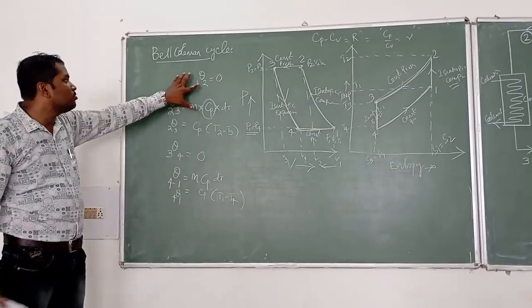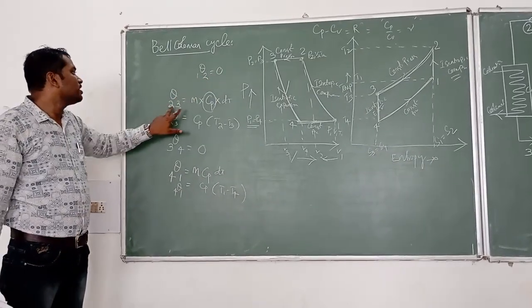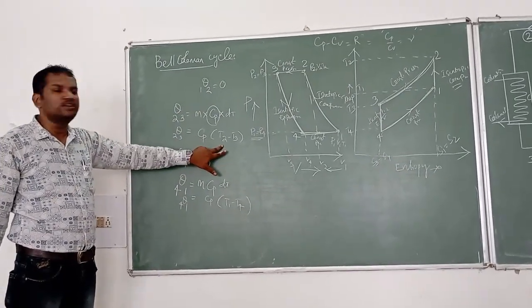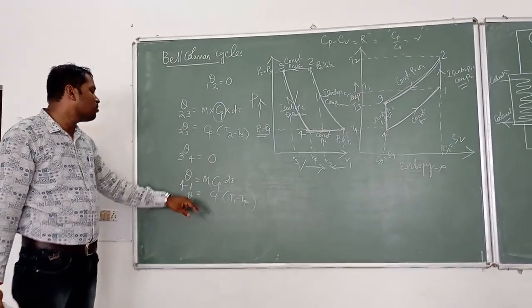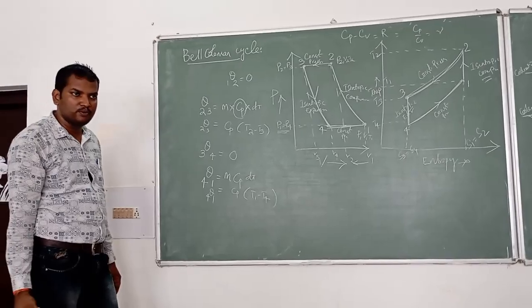So the total heat transfer: for process 1 to 2, heat transfer is 0; Q2 to 3 is Cp into (T2 minus T3); for process 3 to 4, heat transfer is 0; Q4 to 1 is equal to Cp into (T1 minus T4).